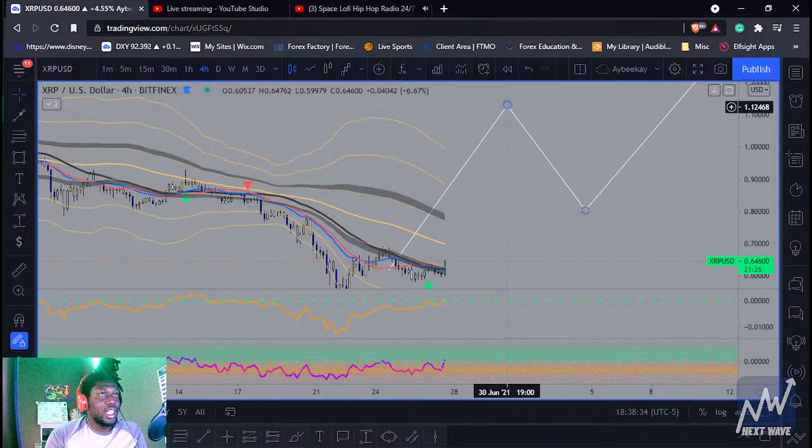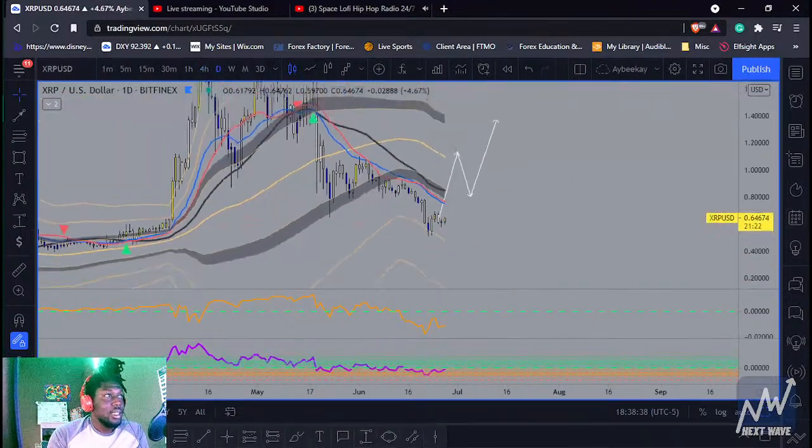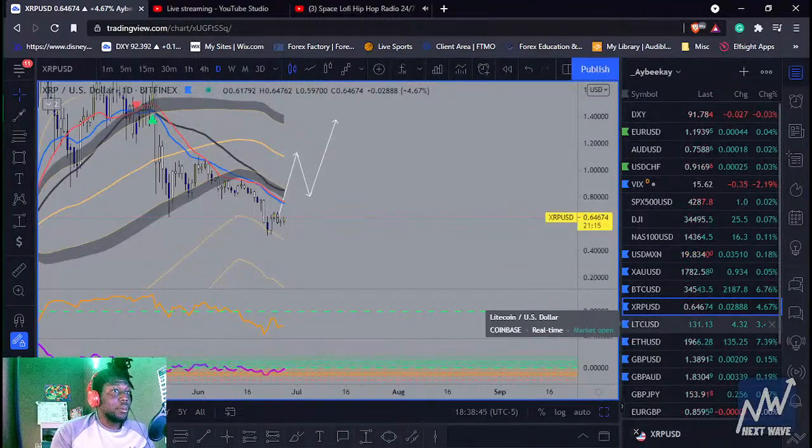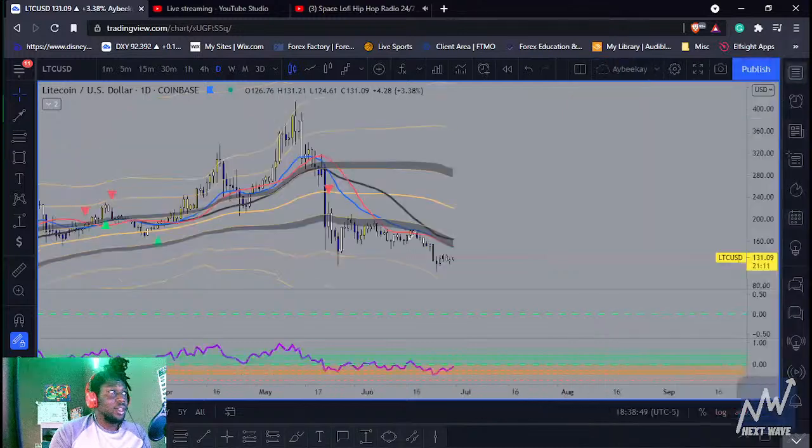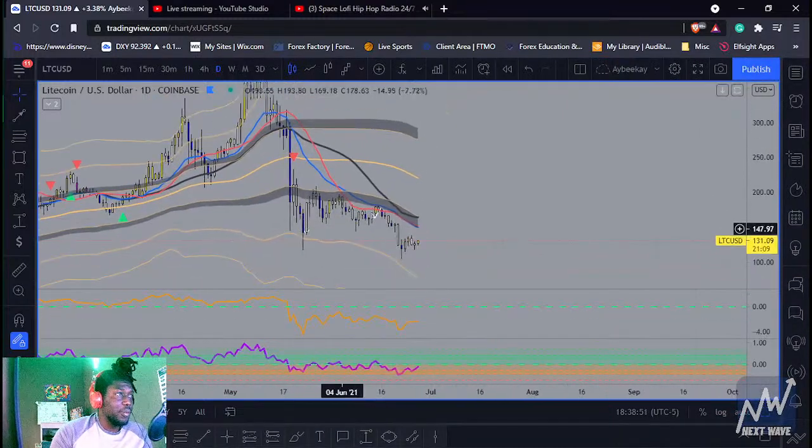And again, I want to see that breakout to the upside. I'm liking this opportunity that is starting to arise. So cryptos, expect a bullish run on them, probably most likely. Same thing with Litecoin. That bullish opportunity definitely is looking more and more realistic.